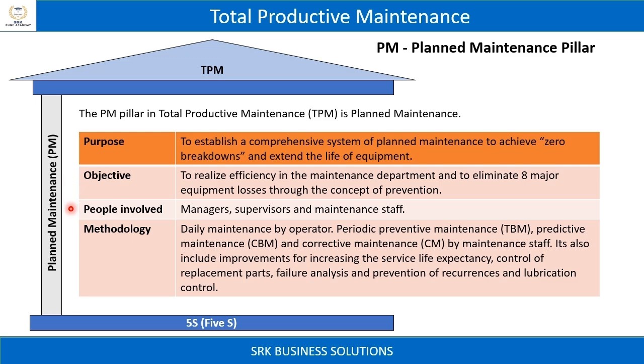People involved in this pillar are managers, supervisors, and maintenance staff. The methodology of the pillar is daily maintenance by operators, periodic preventive maintenance, TPM, predictive maintenance, CBM, and corrective maintenance, CM, by maintenance staff. It also includes improvements for increasing service life expectancy, control of replacement parts, failure analysis, prevention of recurrences, and lubrication control.